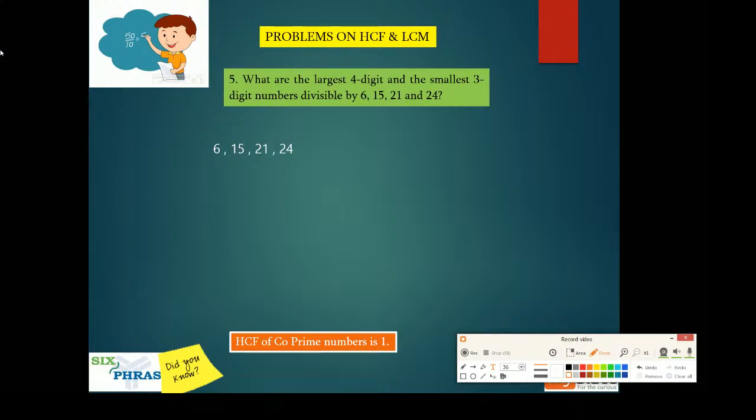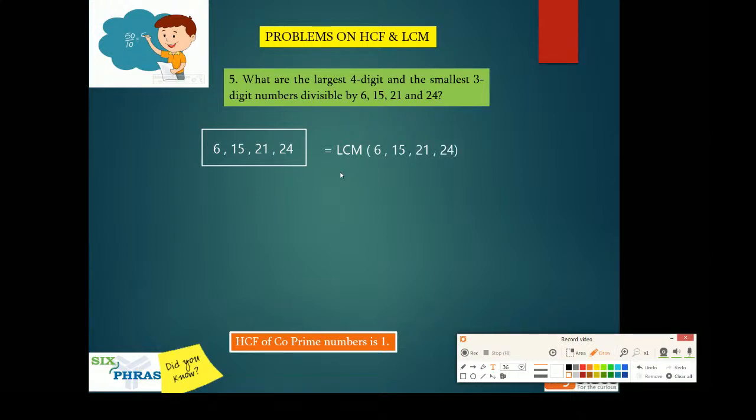See, first, before you find the largest 4 digit and 3 digit numbers, you find the first number divisible by all these numbers. What is the first number that is divisible by all these 4 numbers? We just now spoke about it. Before the HCF teaching, I told you how to find the least number divisible by all these numbers. The least number divisible by all these numbers, guys, is nothing but the LCM of 6, 15, 21, 24.